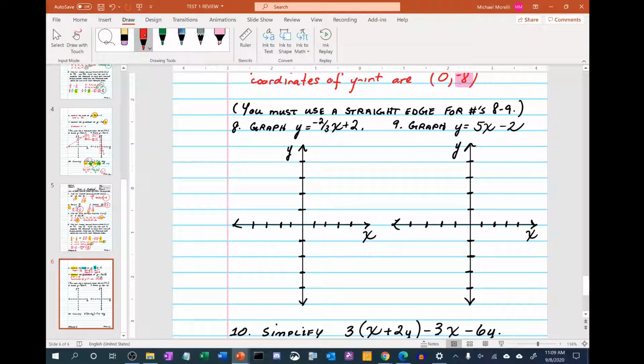My first equation, y equals negative 2/3 x plus 2. It's very helpful to make a note here: slope and y-int. My slope is going to be negative 2/3. My y-int is located at (0, positive 2). So what I do is I go to 2 on the y-axis, and I'm going to put a dot there.